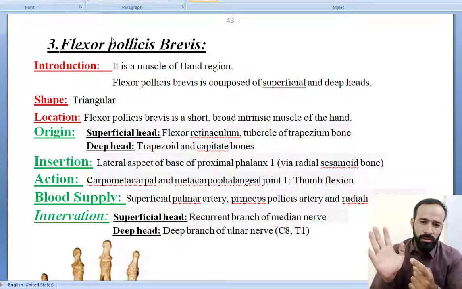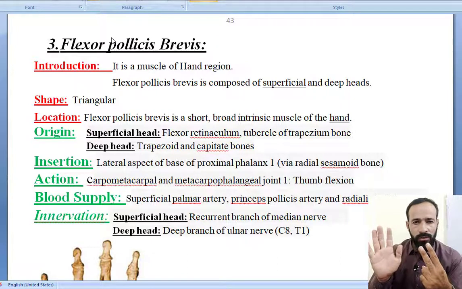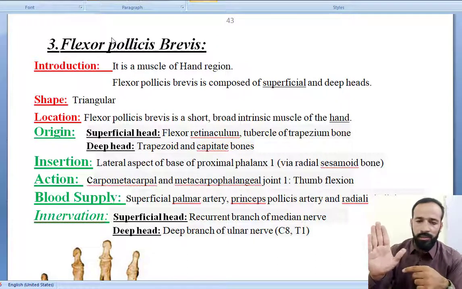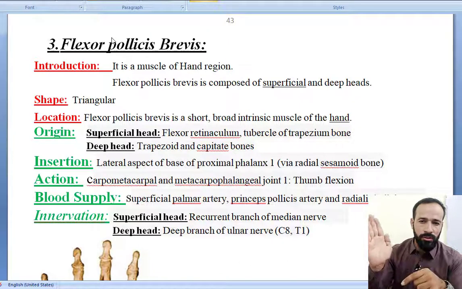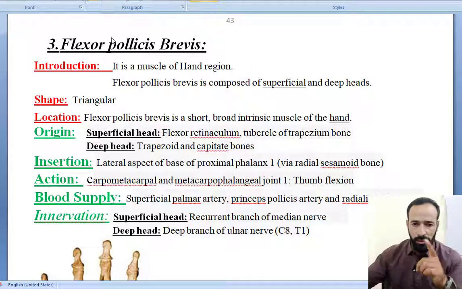So now we are discussing the muscles of the thenar region, right? In this we have already discussed two muscles. Which muscles? The abductor pollicis brevis and the adductor pollicis. Now we are going to discuss the flexor pollicis brevis. It will cause flexion, right? So, the flexor pollicis brevis muscle.